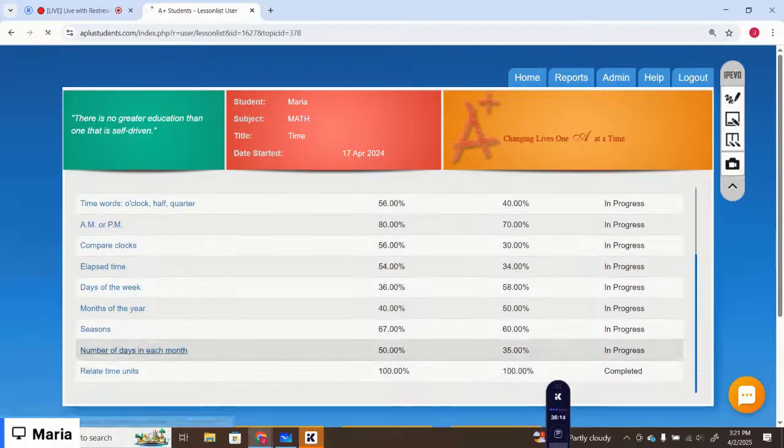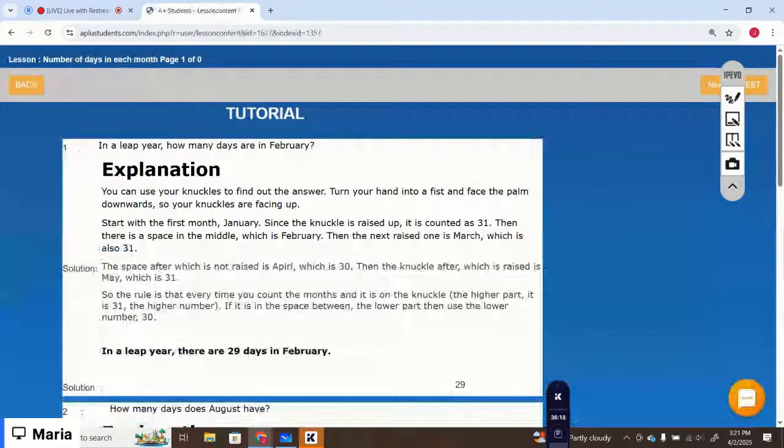Number of days in each month. In a leap year, how many days are in February? You can use your knuckles to find out the answer.